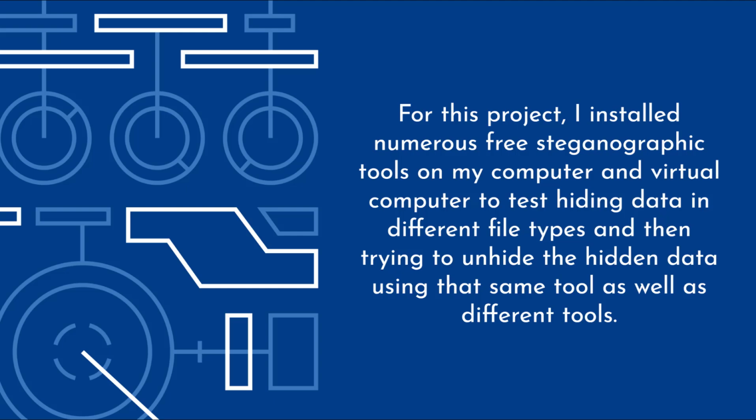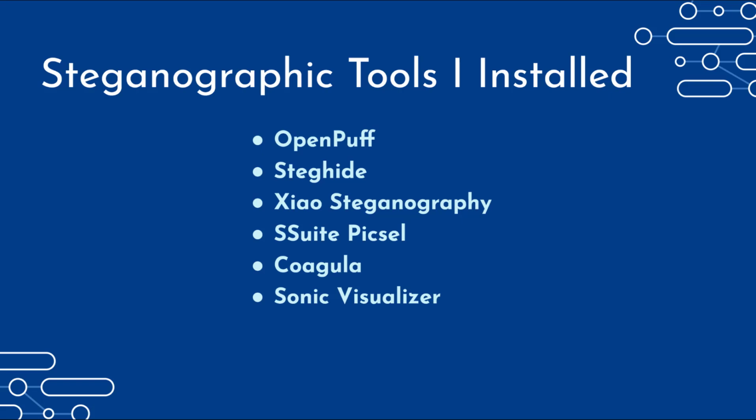For this project, I installed numerous free steganographic tools on my computer and virtual computer to test hiding data in different file types and then trying to unhide the hidden data using the same tool as well as a different tool. The steganographic tools that I installed and were able to successfully use to some degree were OpenPuff, StegHide, Xiao Steganography, S-Suite Piskel, Coagula, and Sonic Visualizer.